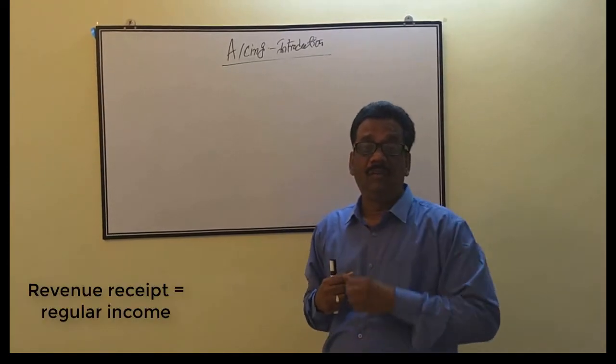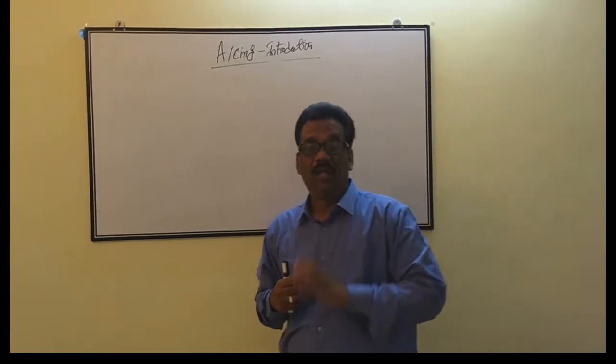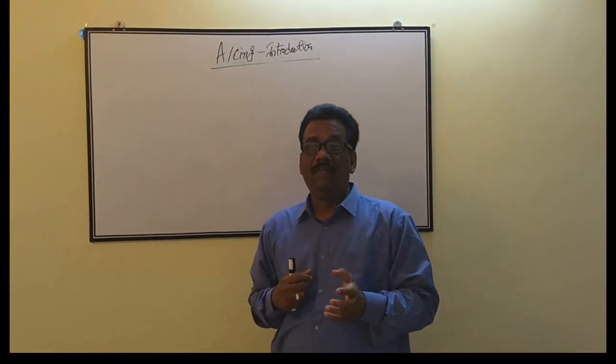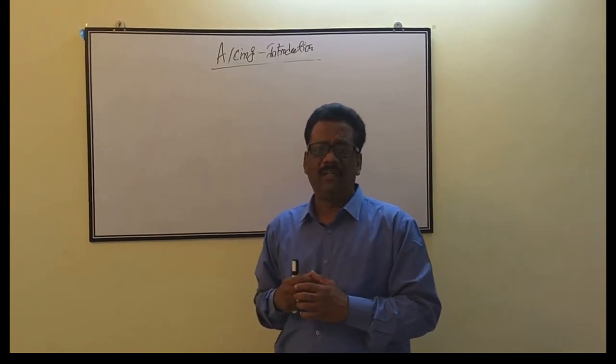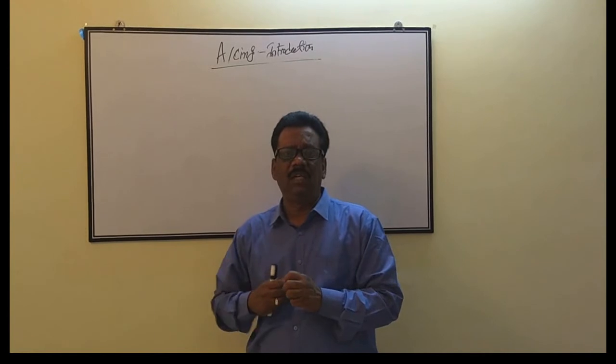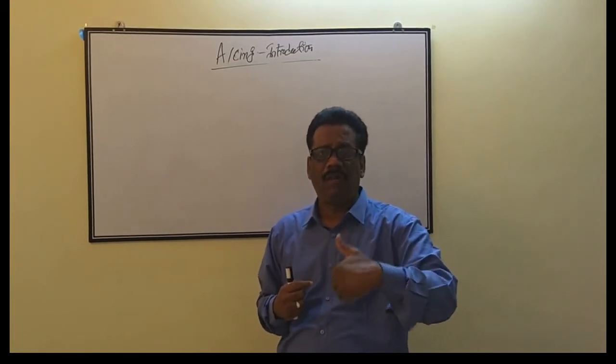Sales is a revenue receipt. And capital receipts are whenever goods or fixed assets are sold, it occurs only often. So revenue receipt occurs repeatedly, whereas capital receipt occurs at once only or often.